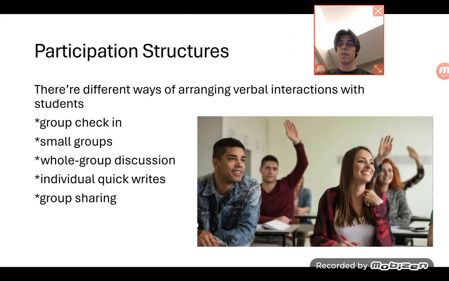Participation structures. There are different ways of arranging verbal interactions with students. These are group check-in, small groups, whole group discussion, individual quick writes, and group sharing.